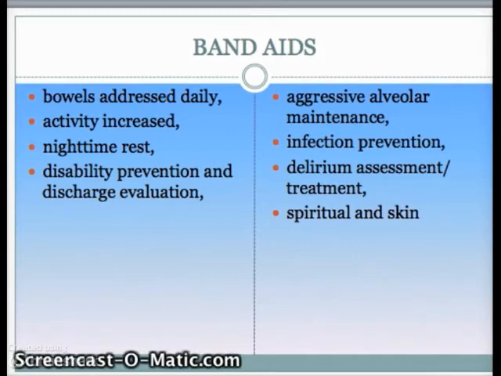And then the other thing is to prevent any complications and to get them ready for discharge, preventing infection, making sure that they have adequate spiritual and skincare. Like I said, these patients are so sick, we tend to focus on the most severe parts of their disorder, and it can ignore things that are less critical.